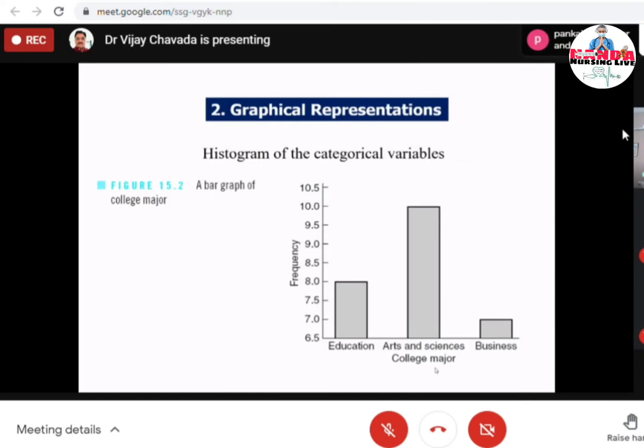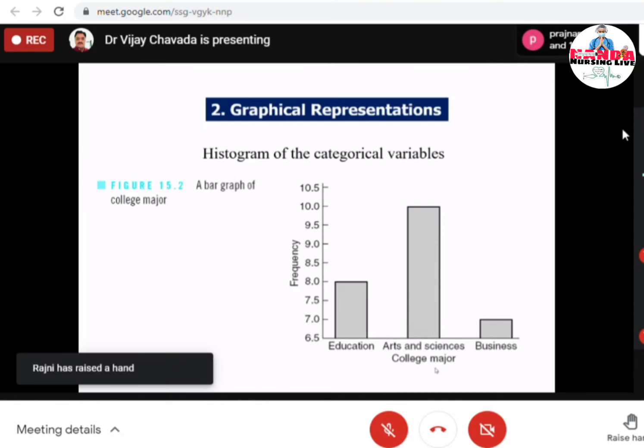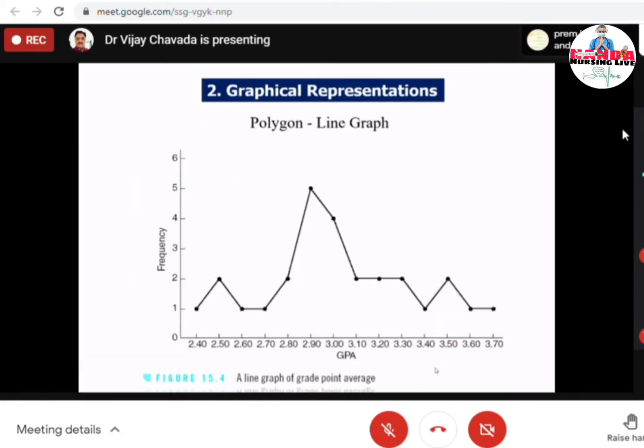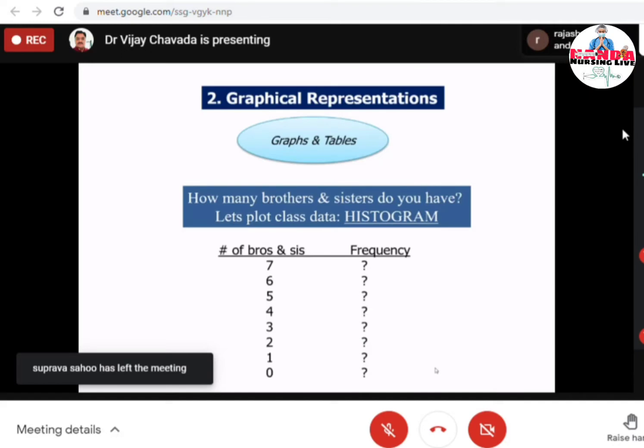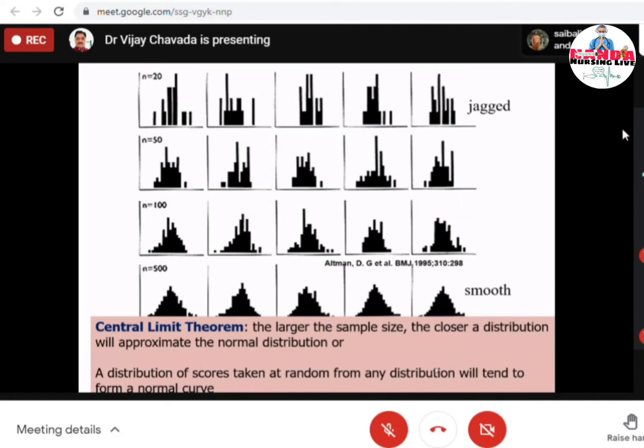What we are looking at is descriptive statistics, the way it is presented, because to understand inferential statistics, first of all you should know what is meant by descriptive statistics. So histogram is another example, polygon. The data is made simplified, understandable, and more informative. This is done with graphs and tables, like here they are putting it across.